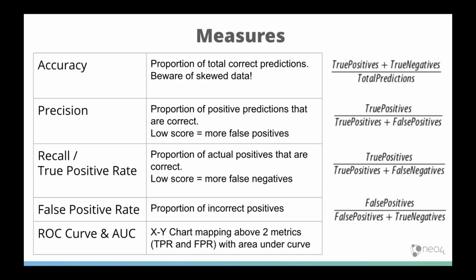What we looked at is actually the ROC curve and the area under the curve as well. And you can think of the ROC curve as just an XY chart mapping the true positive rate and the false positive rate. So that's what we're going to visualize. And then, of course, we looked at the accuracy, precision, and recall separately as well.